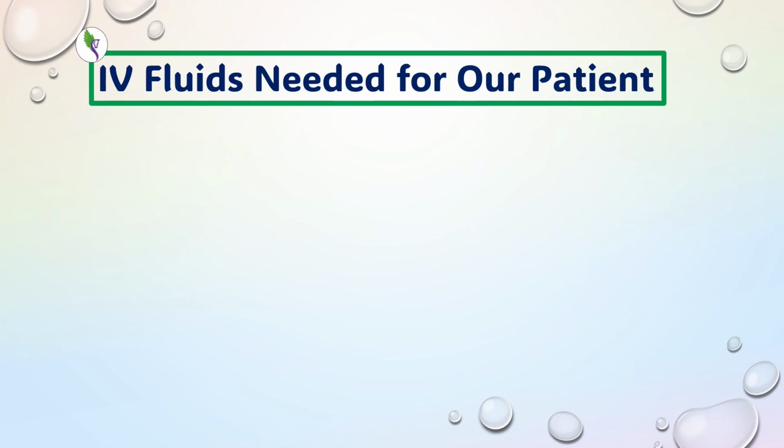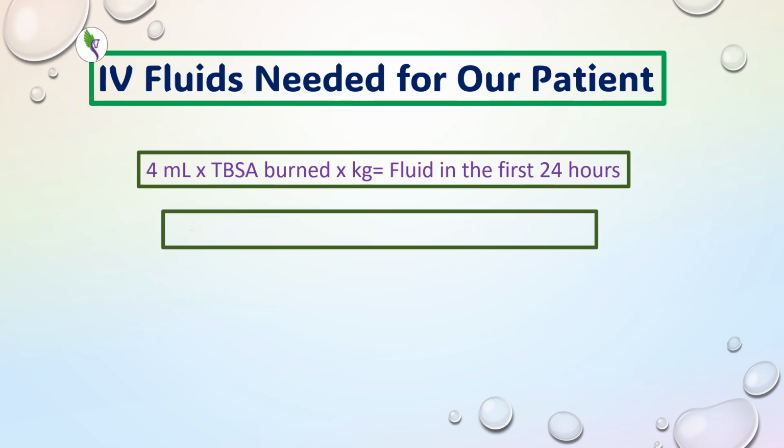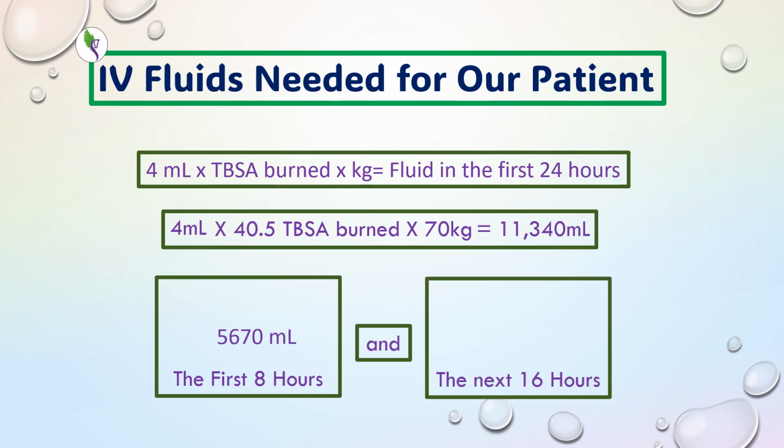Now we need to calculate the IV fluids needed for this patient. We have our three variables: 4 milliliters, the total body surface area burned, times their weight in kilograms. That will equal the amount of fluid needed in the first 24 hours from the time of injury. So we have our 4 milliliters times the 40.5% of their total body surface area that was burned, times their weight in kilograms. That gives us 11,340 milliliters. We give half of that in the first 8 hours. So for the first 8 hours, we're going to give 5,670 milliliters, and in the next 16 hours, we're going to give the other half, 5,670 milliliters.